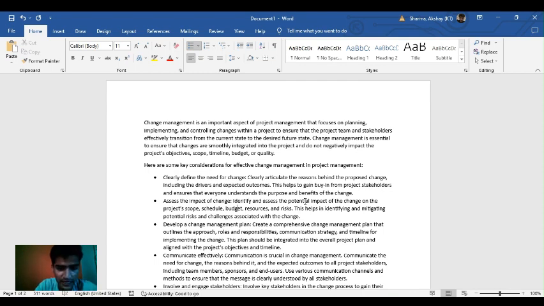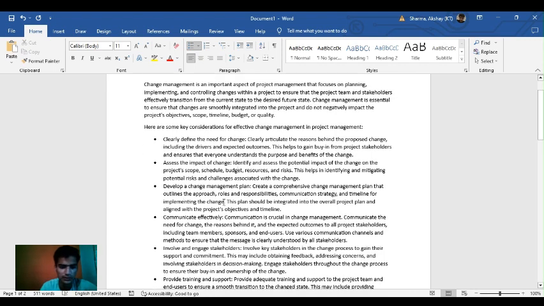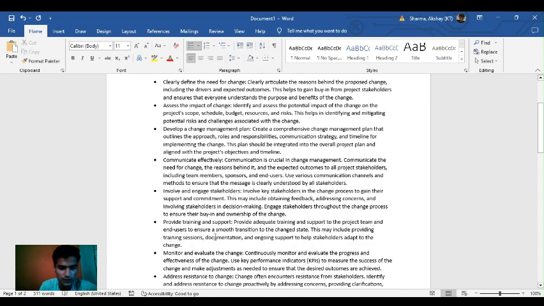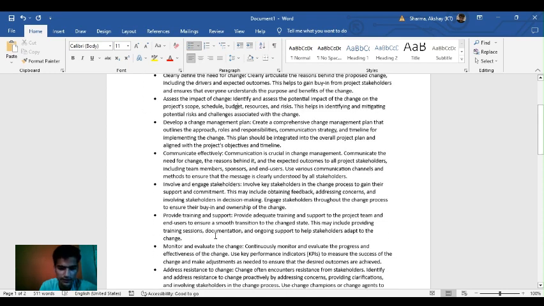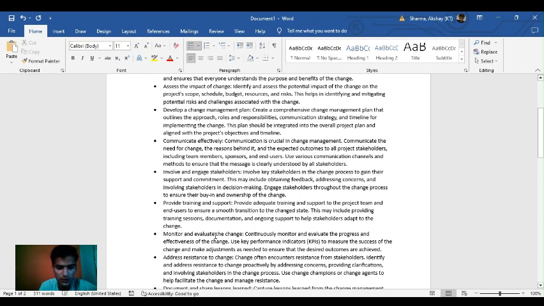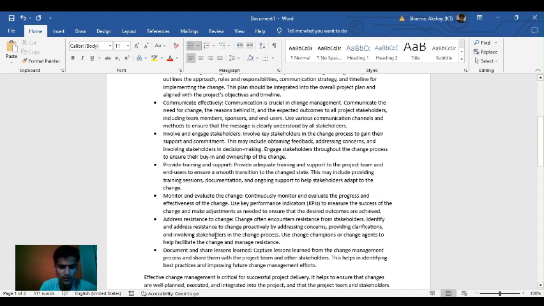So here are some key considerations for effective change management in project management. The very first is we have to clearly define the need for the change. Second thing is to assess the impact of the change. Third thing is to develop a change management plan. Fourth thing, we have to communicate effectively. Fifth thing is we have to involve and engage the stakeholders. Next thing is we have to provide the training and the support. We have to monitor and evaluate the change, address the resistance to change, and document and share the lessons we have learned at the end.